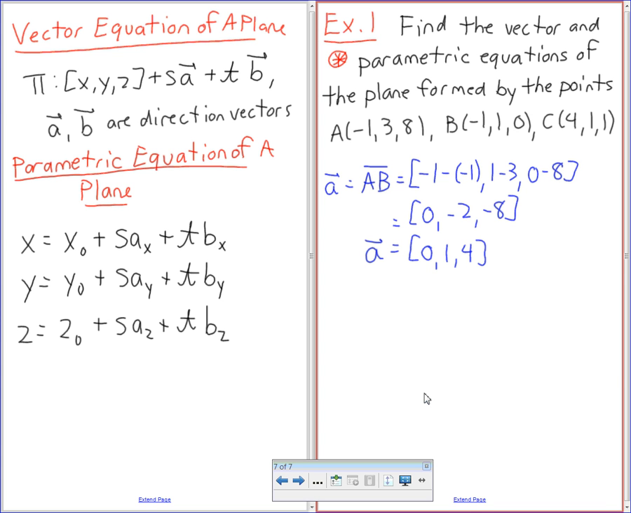BC works. You could have chosen AC as well. Any combination will work. So vector B is going to be BC. Can someone else in the back row give me how to find BC, please? C minus B. Okay, so it's going to be 4 minus -1, 1 minus 3, and 1 minus 8. Is that correct?